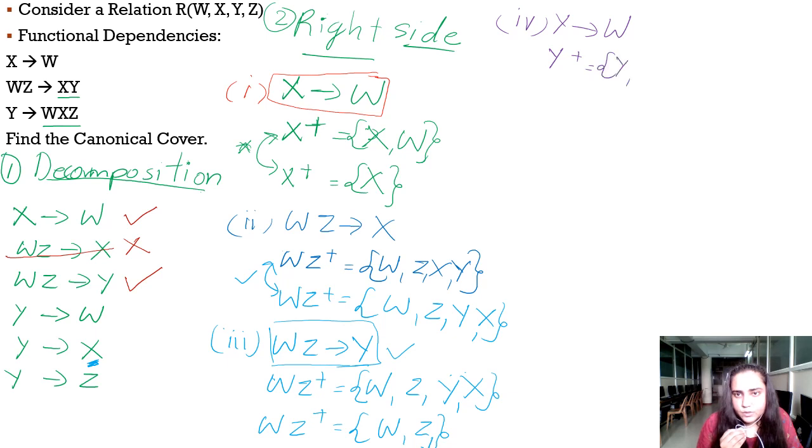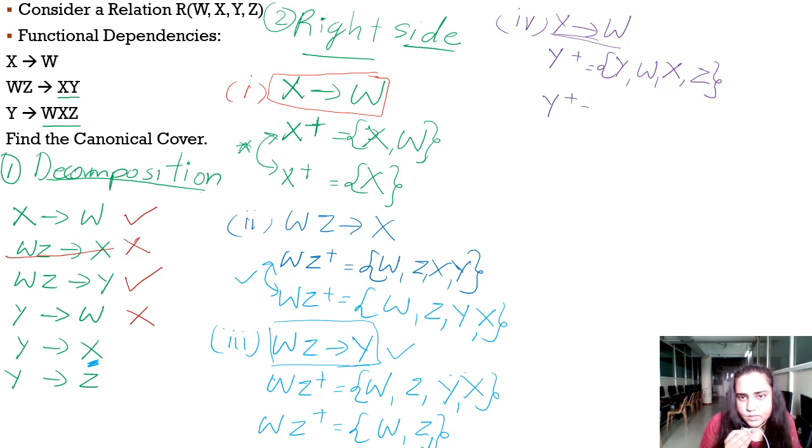That of course gives me y and w because I'm considering this dependency also. So y and w, and what else does it give me? It gives me x, it gives me z. You can check it out for yourself. So I got all the attributes. Now imagine that this dependency right here is not present. So without that dependency, can I get the same results?